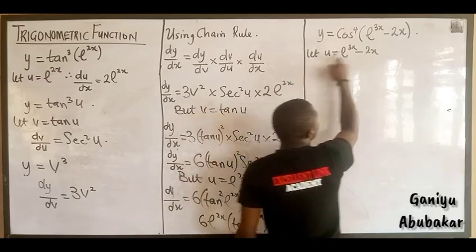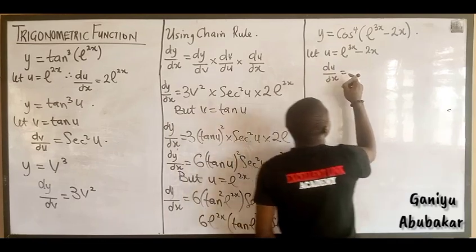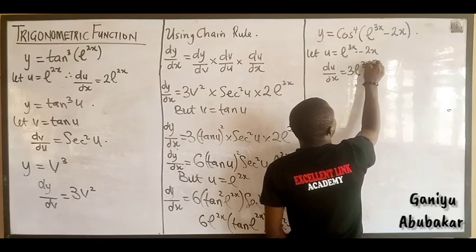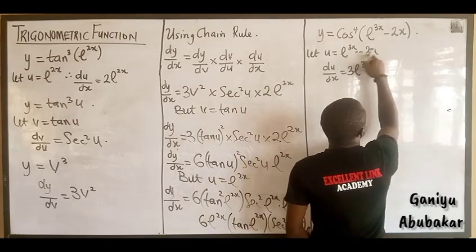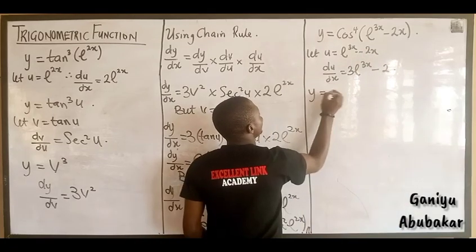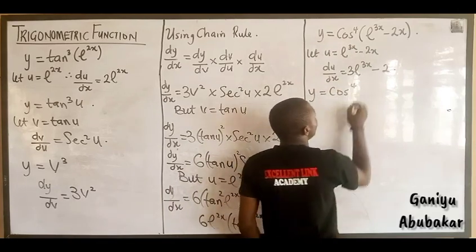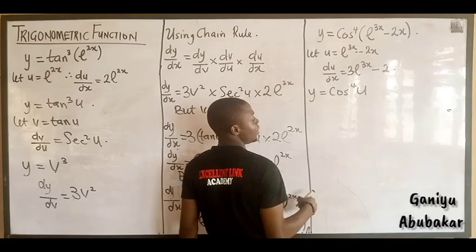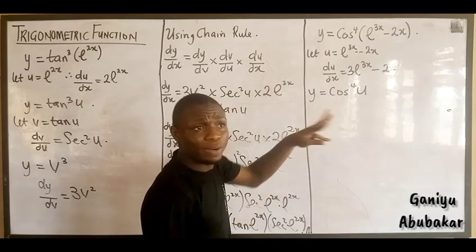Differentiating u with respect to x, I'll have du/dx equal to, differentiating this first, 3 exponential 3x. I believe you should know how I got to this. Next up, negative, you need 2x, I'll have 2. That's all. Next up, we said y is equal to cos to the power 4 u. This was u, hence I have this back here. But cos to the power 4 u means cos u to the power 4.